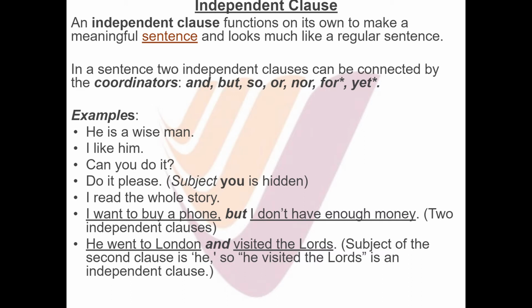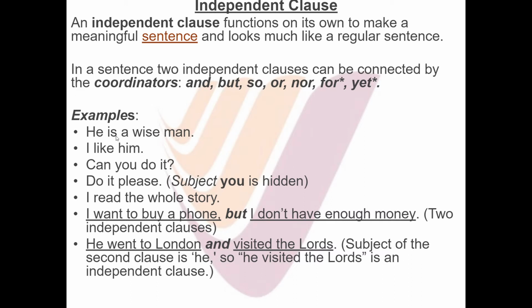An independent clause is also known as a main clause, and it usually looks like a normal regular sentence, and it always has a meaningful sentence. Remember the difference between dependent and independent clauses: an independent clause has a meaningful sentence, whereas a dependent clause does not have a meaningful sentence.